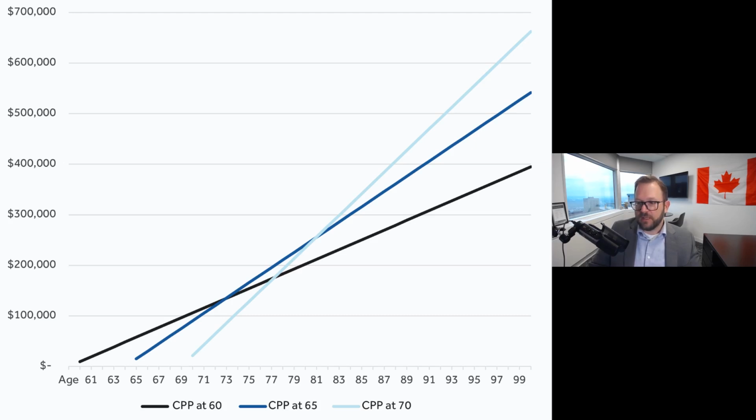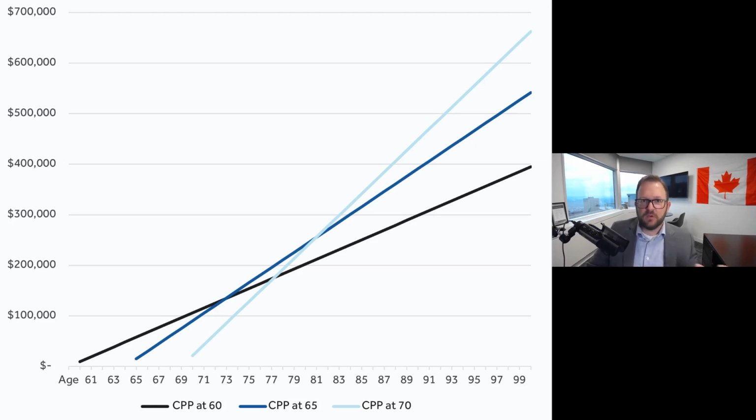You'll obviously be quite a bit behind the game if you started at age 70 versus those who started at 65 or 60, but because you're getting that much more per month, it doesn't take that long until you reach the point where you have accumulated more money than if you had started at age 60, and then a few more years, more money than if you started at age 65. So what are those actual crossover points?